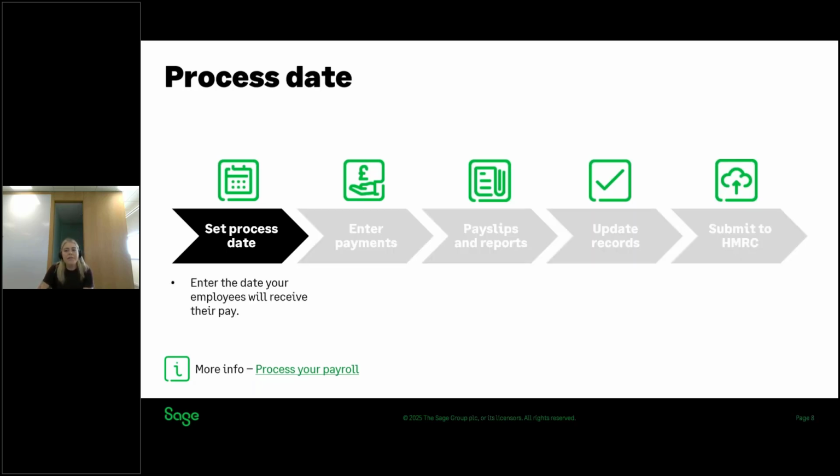So the very first step of your payroll process is setting the process date. This is the date your employees are going to receive their pay. HMRC's advice around this is to use your normal or usual pay day as your processing date, even if you're going to pay your employees early due to a bank holiday or weekend. What we'll do is jump into payroll and have a look at the first couple of steps: setting your processing date, and entering payments as well.